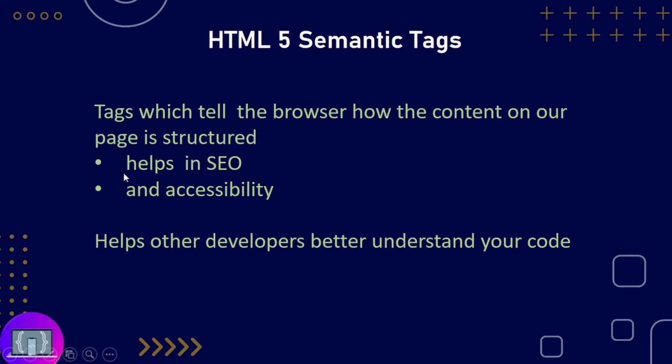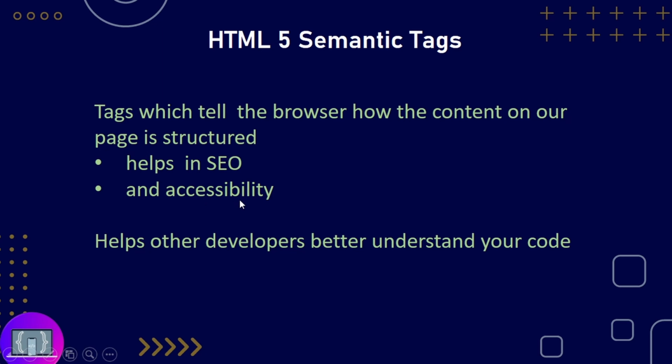It helps in search engine optimization, SEO, and it also helps in accessibility. Search engine optimization is a process whereby different websites are ranked based on the content the websites have. Search engine optimization is going to be better for our websites if we use HTML5 semantic tags. This is because browsers being able to have an idea of the content in our websites and how our website is structured can better rank our websites in comparison to other websites.